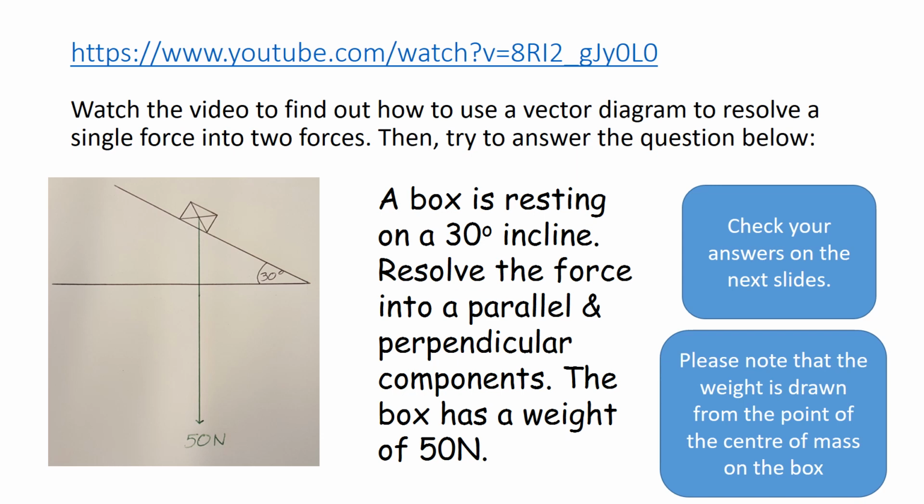So a box is resting on a 30-degree incline. To resolve the force into parallel and perpendicular components, the box has a weight of 50 newtons. So we've drawn the weight on with a nice green arrow, and we can see here that this arrow is acting perpendicular to the Earth's crust. And you also notice that it comes from the centre of mass. Okay.